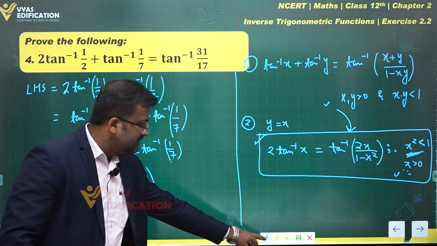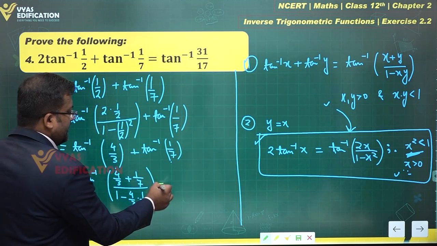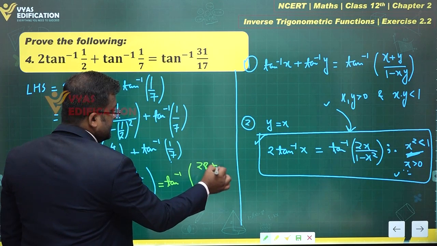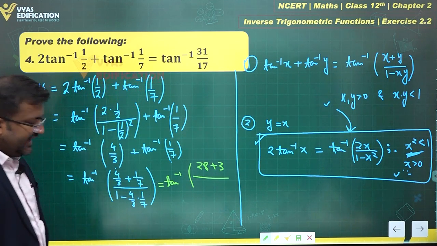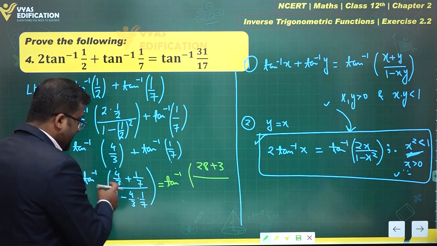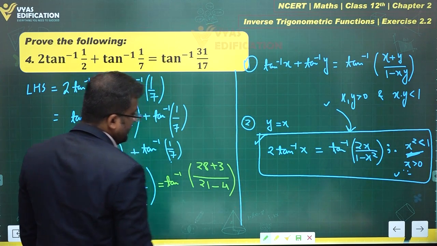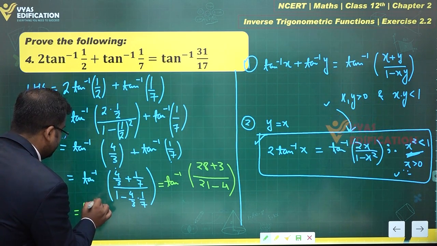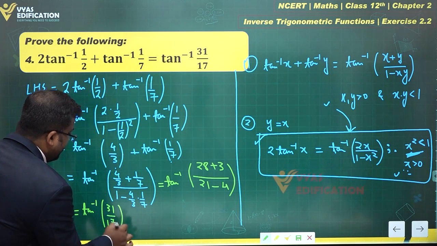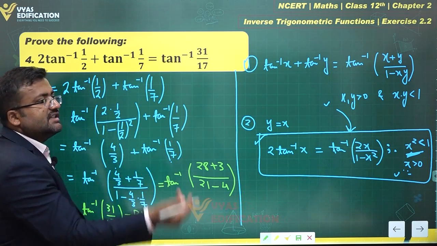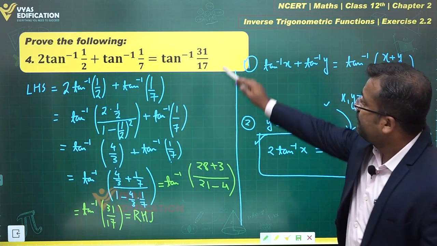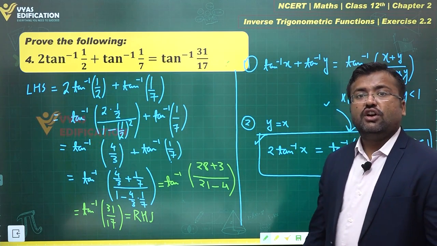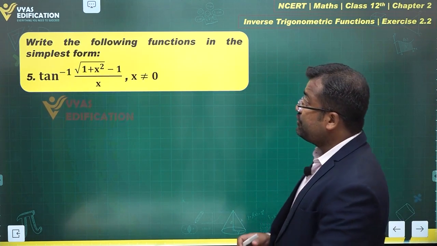Let's simplify it further. The formula application is done and only calculations remain after this. What is this? 28 plus 3 over 21, in the denominators will get cancelled. This is 21 minus 4. What is this? This is tan inverse of 31 over 17, which is my RHS, and yes, that's the complete proof of this question. That's the complete solution using these two results, and that's all for this question. Let's see the next question next.